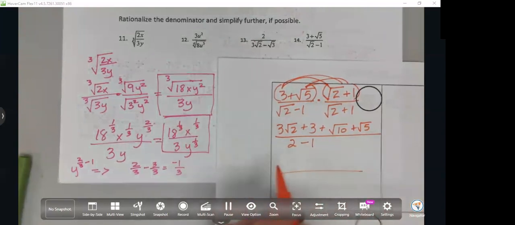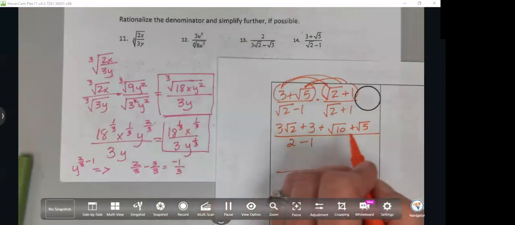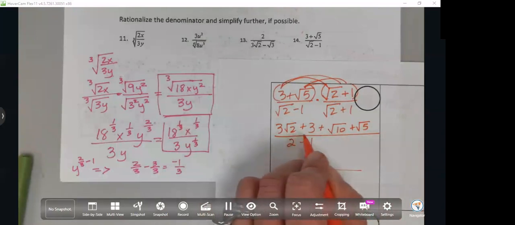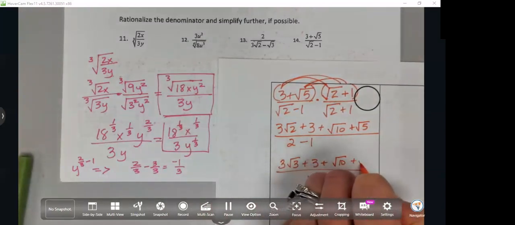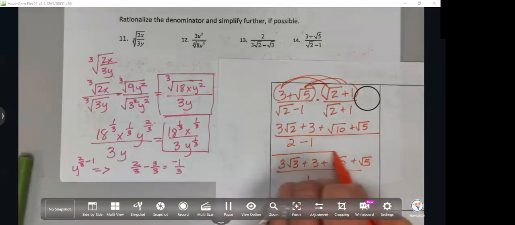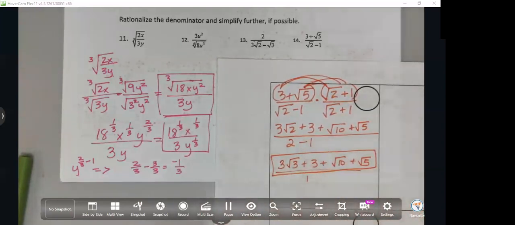So our denominator is 1, which is great because that just means our answer is going to be our numerator. And then I can combine my like terms. There really is nothing to combine. So really, there's your answer.